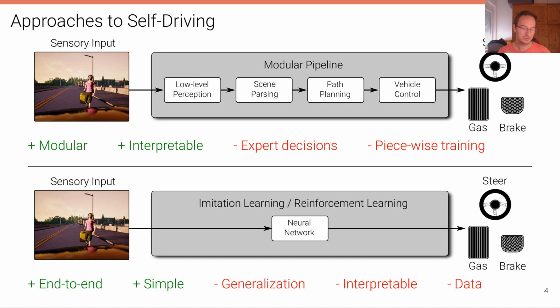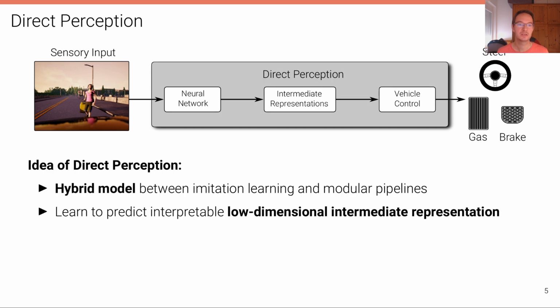These are the two approaches that we have looked at so far, but there is another one, and that is a hybrid between these two approaches at the very end of the spectrum, the modular pipeline on one end and the imitation learning pipeline on the other end. And this hybrid, called direct perception, is modular, but much less modular than the modular pipeline.